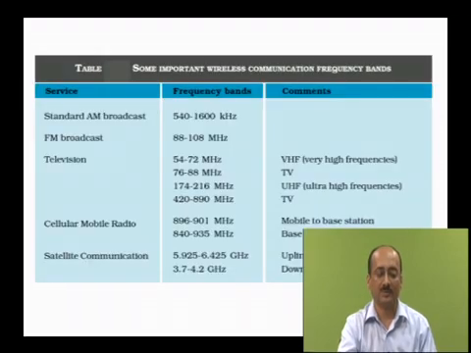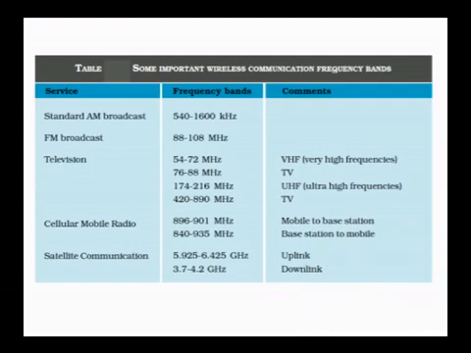And some of the communication frequency bands are given. You have to commit certain numbers to your memory, like standard AM broadcast, less than 2 megahertz. FM stations generally operate between 88 to 108 megahertz. You will have so many FM stations playing, you know the frequency ranges. Television will operate up to some 800, 900 megahertz, ultra high frequency ranges. Cellular mobile will operate from 840 up to 935 megahertz. Satellite communication will be in gigahertz, and uplink and downlink frequency ranges are generally different.